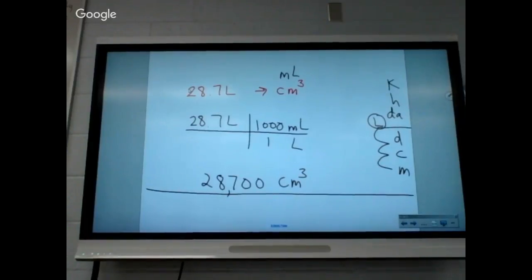Number 7, 15.6 centimeters cubed. And the last one, 956,000. So 956 and 3 zeros. 965. I flipped my numbers. Sorry, I flipped my numbers in the answer. 965 and then 3 zeros. I think I should fix my key.